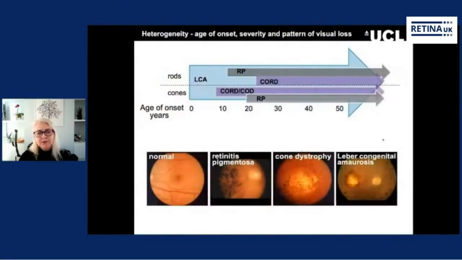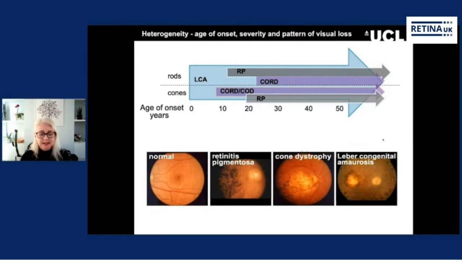And as I'm sure you're all aware, there's huge phenotypic heterogeneity in the inherited retinal dystrophies. And they're categorized by their age of onset, the severity of the condition, and the pattern of visual loss. And there are some examples on this slide here, such as Leber's congenital amaurosis, which is an early onset condition affecting both the rod photoreceptors and the cone photoreceptors.